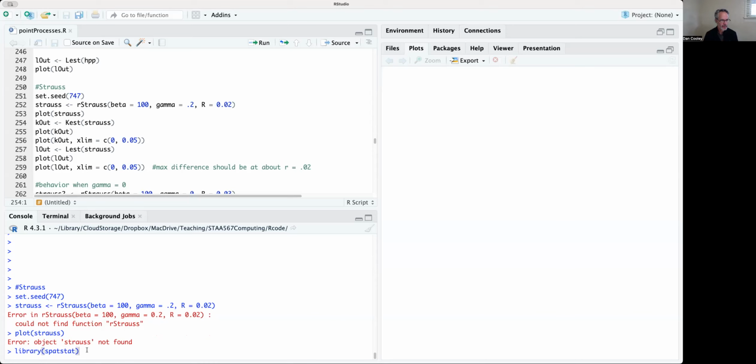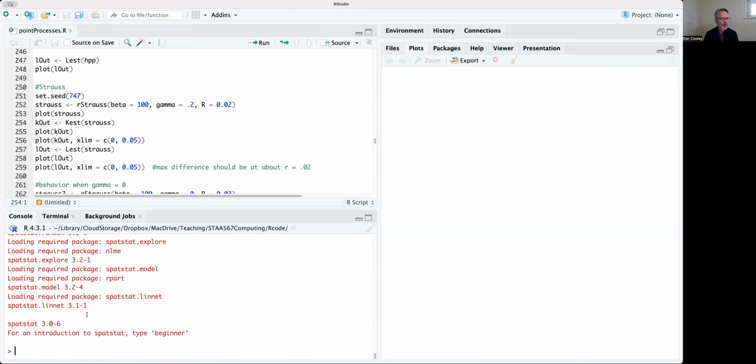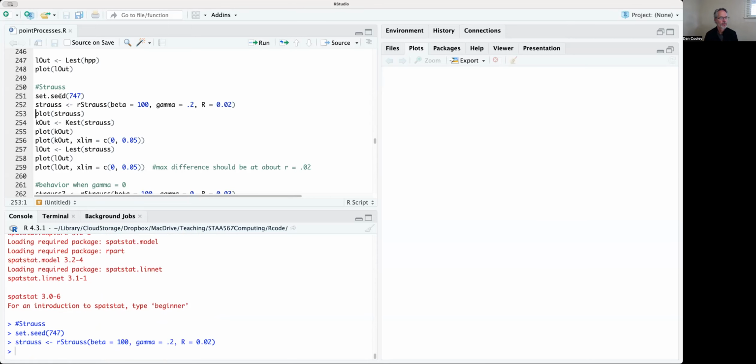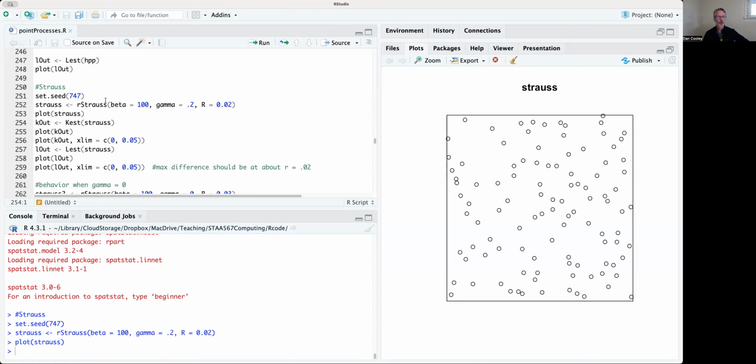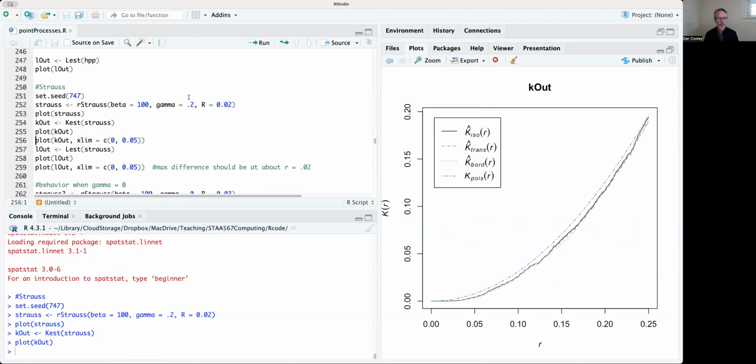Sorry. Okay, now I've got my library loaded. Let me try this again. So here's a Strauss process with gamma equals 0.2. We could draw the K function.